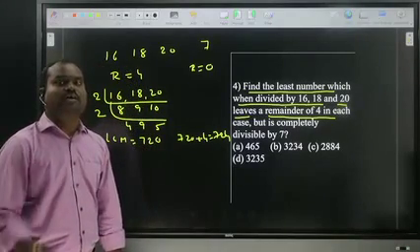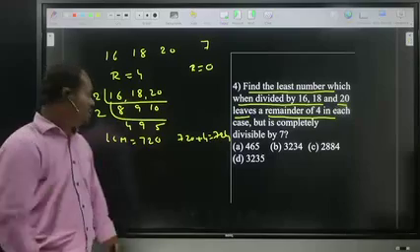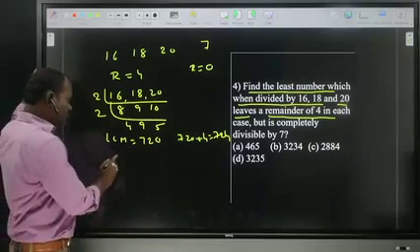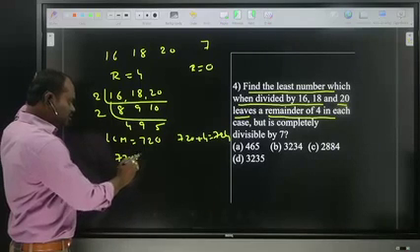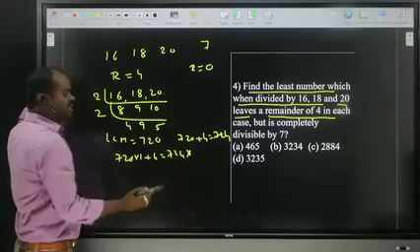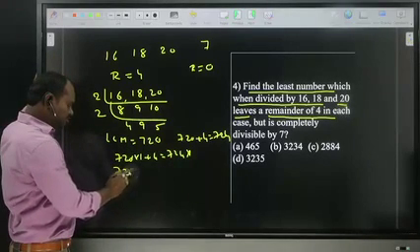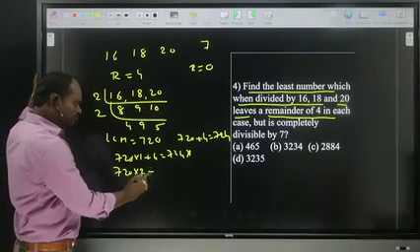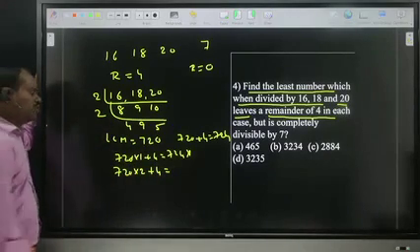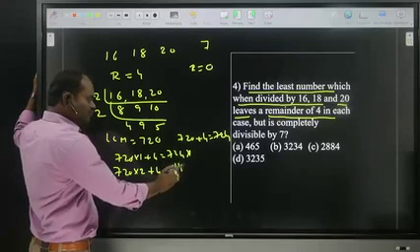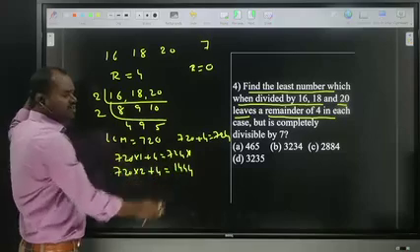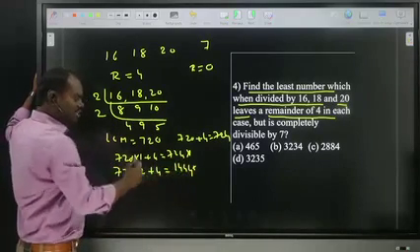Then how to approach? By taking the multiples of 720. That means 720 into 1 plus 4, 724, not satisfying. Go for the next multiple. 720 into 2 plus 4. Why? Because plus 4 is for the sake of the first condition. 720 into 2 is 1440 plus 4, 1444. Check it. Is it divisible by 7? 7 2s are 14. We can't get 7 table. Go for next.